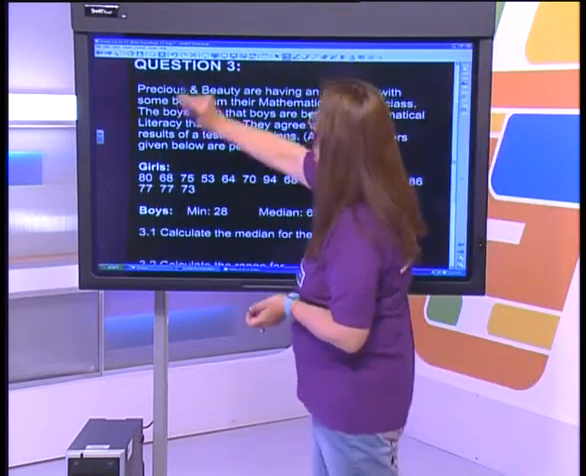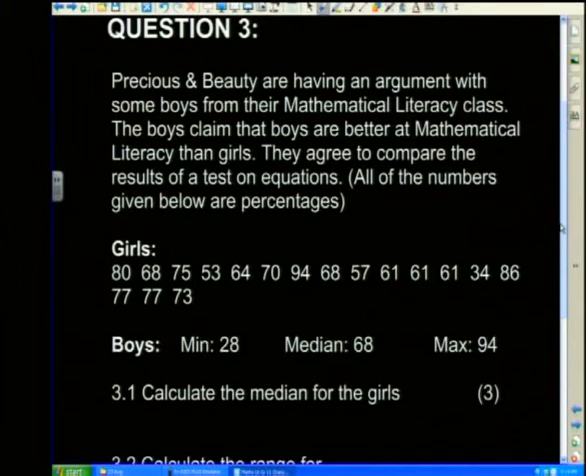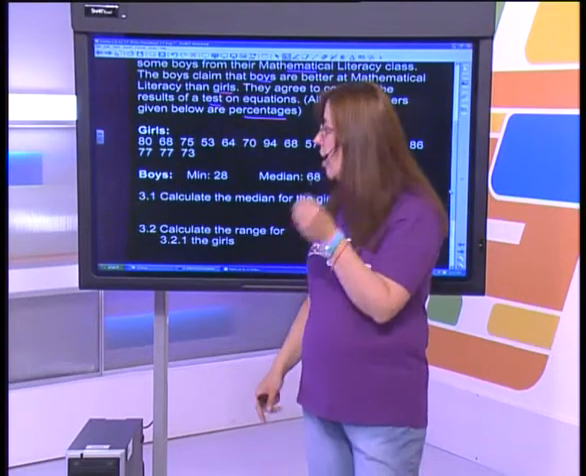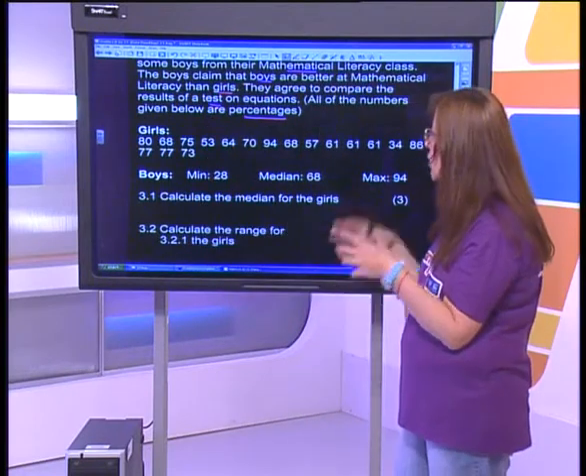Right, question 3. Precious and Beauty are having an argument with some boys from their mathematical literacy class. The boys claim that boys are better at mathematical literacy than girls. I have this fight in my class constantly. They agree to compare the results of a test on equations. All of the numbers are given as percentages. So what we have is our girls' results. So let's read our results. We've got 80, 68, 75, and we can see, I'm not going to read them all out, that these numbers are not in order. That's the first thing that jumps out at me.